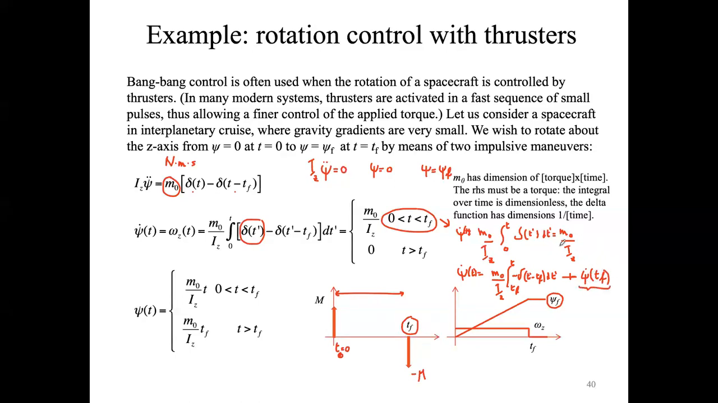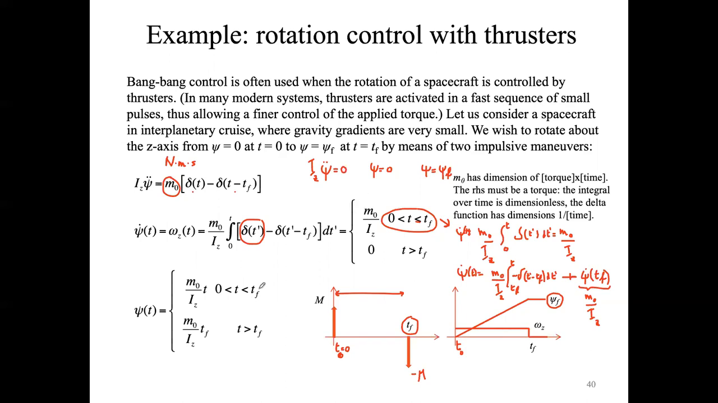So this one we know from before that at time t final is equal to M0 divided by Iz. So the first integral will be minus M0 over Iz, and this one will be M0 over Iz. And so the angular velocity of the spacecraft after the second fire will be equal to zero. From the figure below, you can see indeed that the angular velocity is constant between t zero and t final, and will be equal to zero after the second fire.